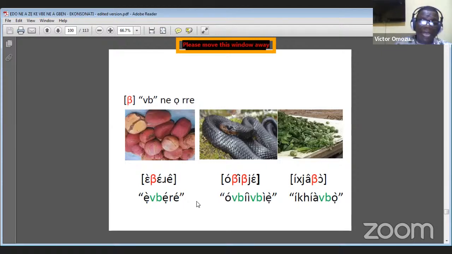But because of the elision and then the total assimilation of the A, people now say Eve. The full form is Eve. In the songs, it's like that. Eve. And then you have Obivie. The V is here, Obivie. And then Ihiabo. That's okra.